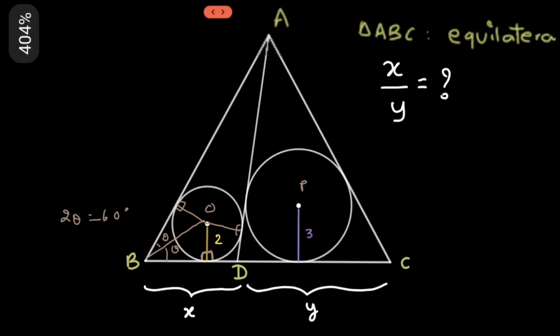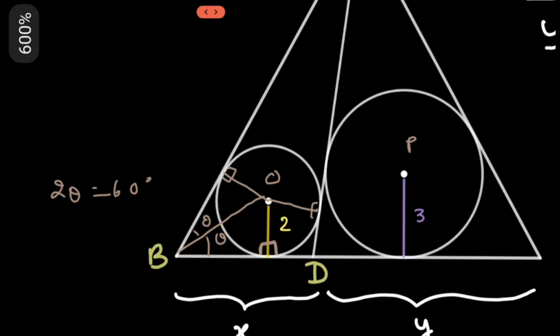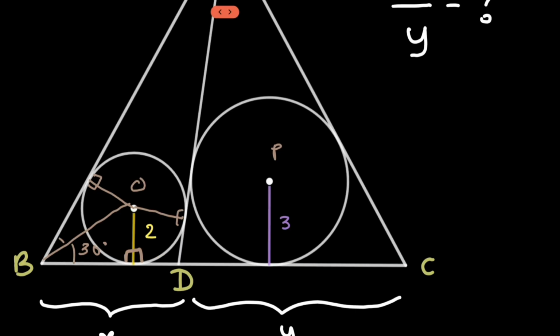Why 60 degrees? It was given that the complete triangle ABC is an equilateral triangle. So in an equilateral triangle, all the angles are 60 degrees. Therefore 2 theta is 60 degrees. We get theta equal to 30 degrees. So let us replace theta with 30 degrees over here. The same thing can be done for this bigger circle also.